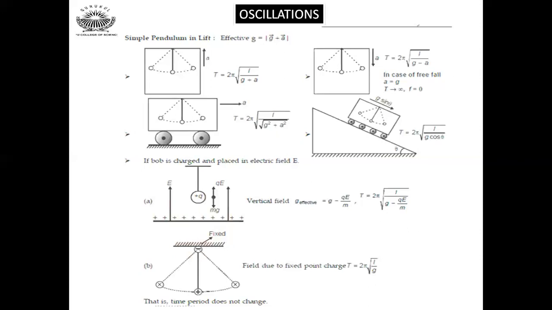If a bob is charged and placed in an electric field, then g effective will be equal to g minus qE divided by m, where qE by m is the acceleration produced in the bob due to the electric field. So your time period T will be equal to 2π root of L divided by (g minus qE by m). For a field due to a fixed point charge, T will be equal to 2π root of L by g. So the time period does not change; it will remain the same when hanging an oppositely charged particle from a fixed surface.